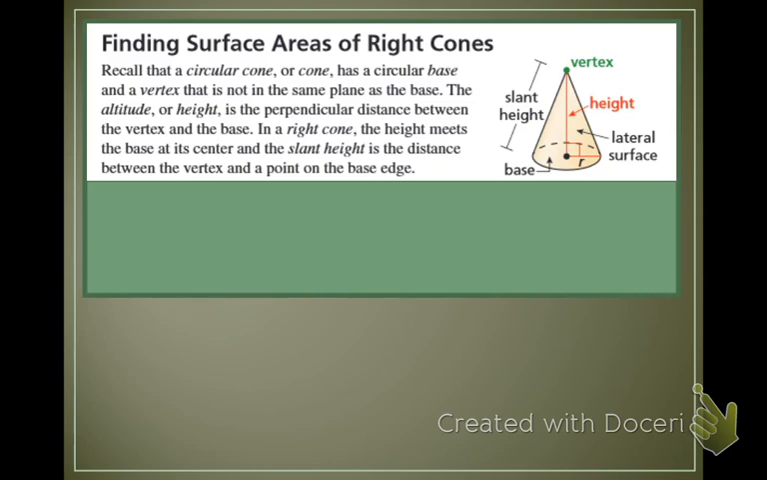Surface area is about the outside of the cone. So it's what happens when you peel it all apart. Okay, it would look like this. So there are parts of the cone that are important.